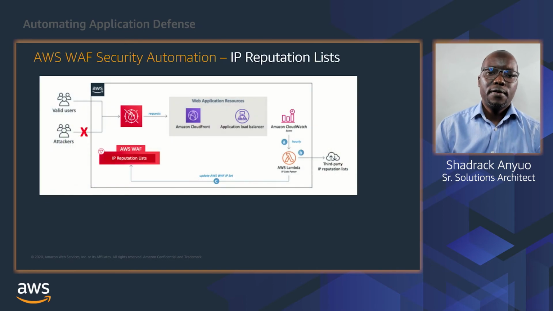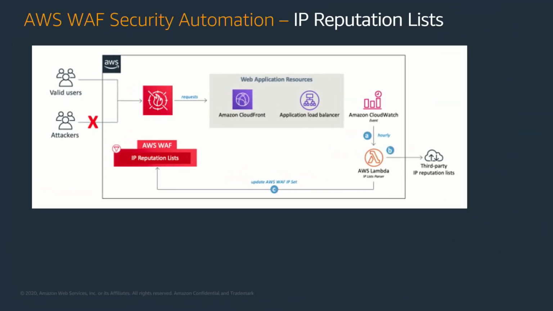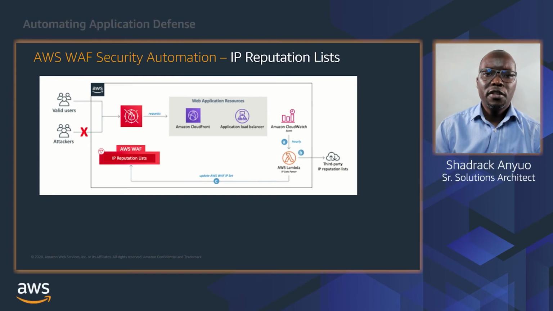The first scenario that we are going to look at is IP reputation lists. A number of organizations maintain reputation lists of IP addresses operated by known attackers such as spammers, malware distributors, and even bad bots. This solution leverages the information in this reputation list to help you block requests from malicious IP addresses. In this scenario, an event is scheduled using a CloudWatch event rule to run a Lambda function. The Lambda function gathers and parses data from third-party sources and updates the AWS WAF block list with the most current IP addresses.